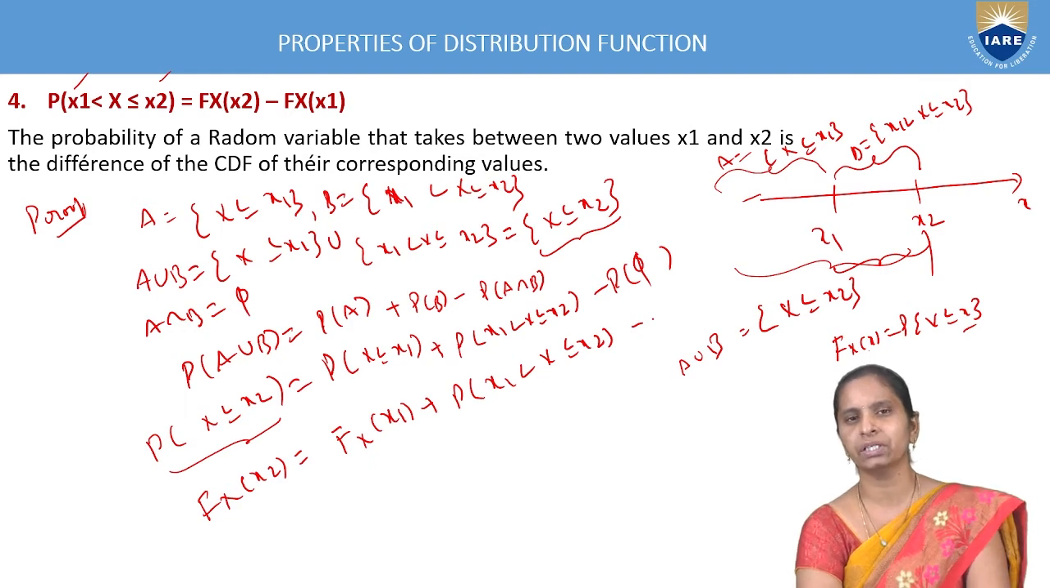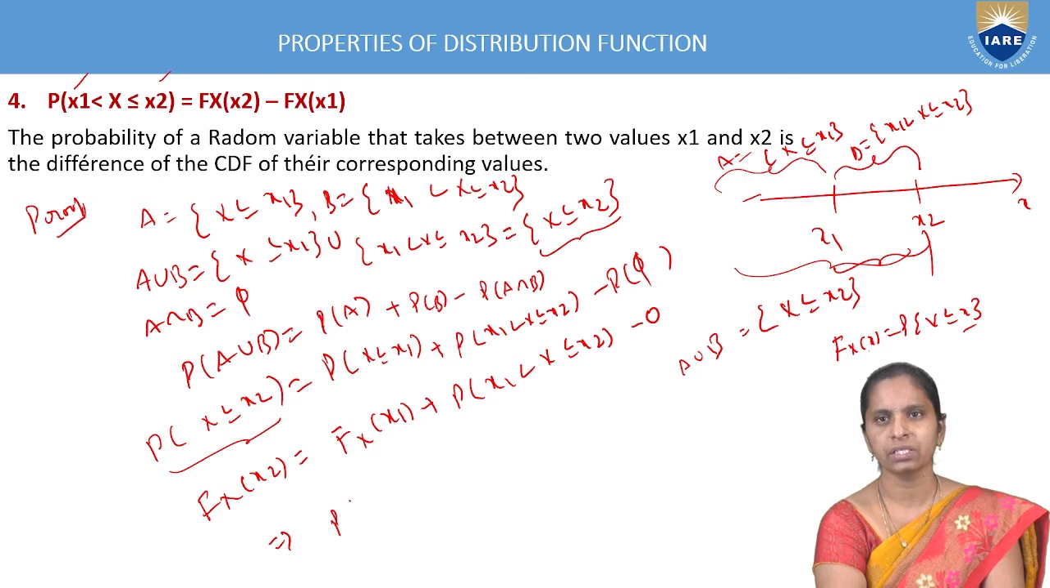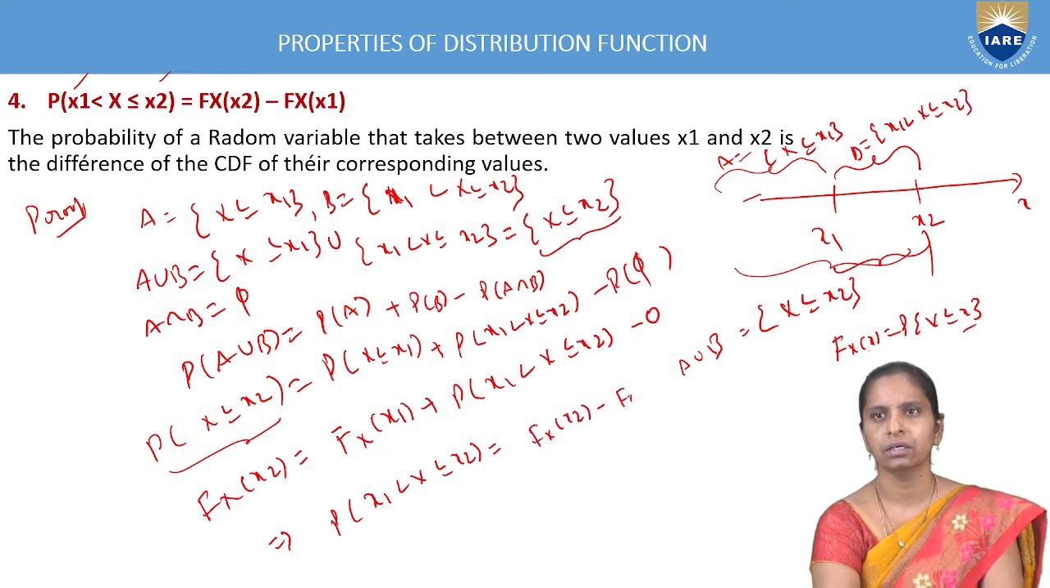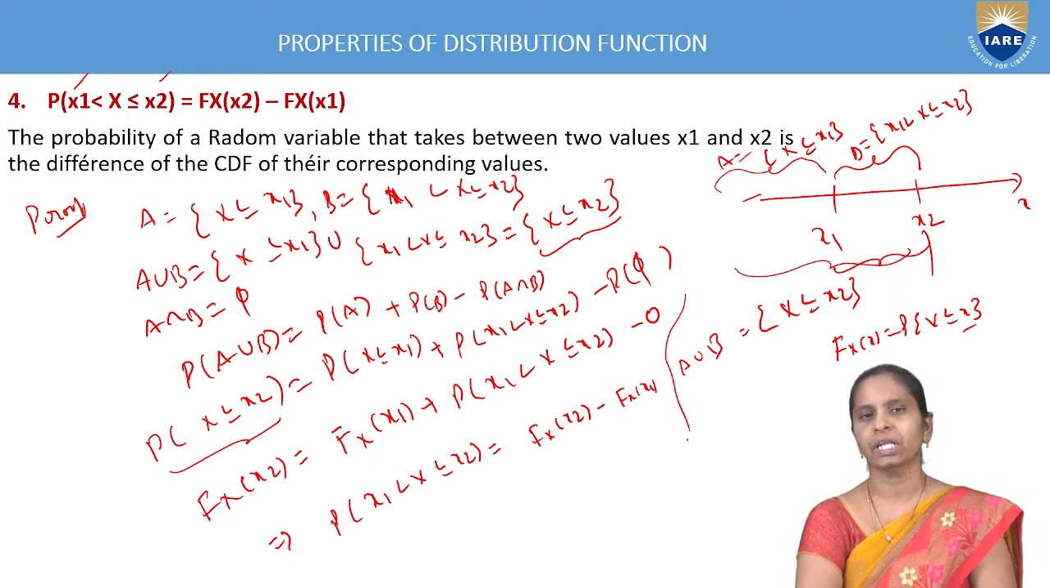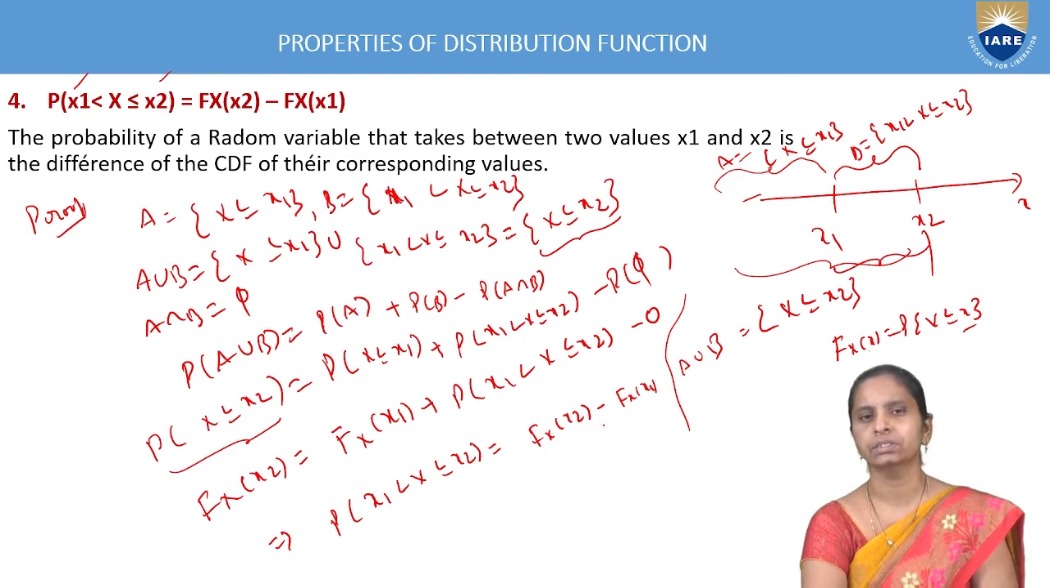And what is the probability of the null event? It is 0. So from this, the probability that the random variable takes values from x1 to x2 is equal to Fx of x2 minus Fx of x1. So the probability of the random variable X taking values from x1 to x2 is the difference of the distribution function at the corresponding values. This is your fourth property of the distribution function.